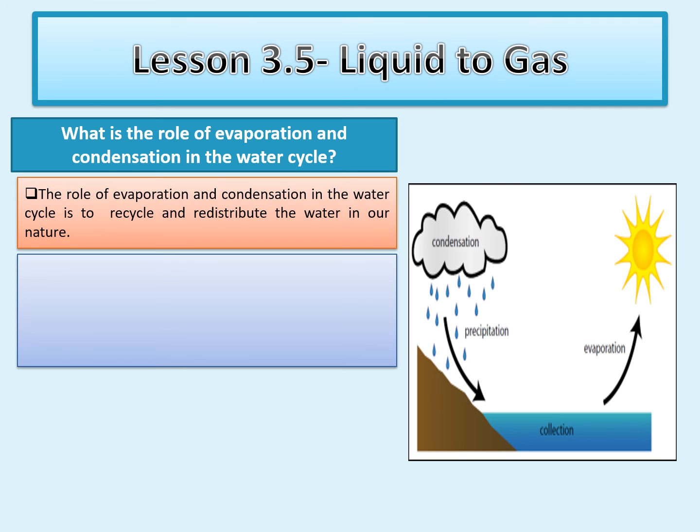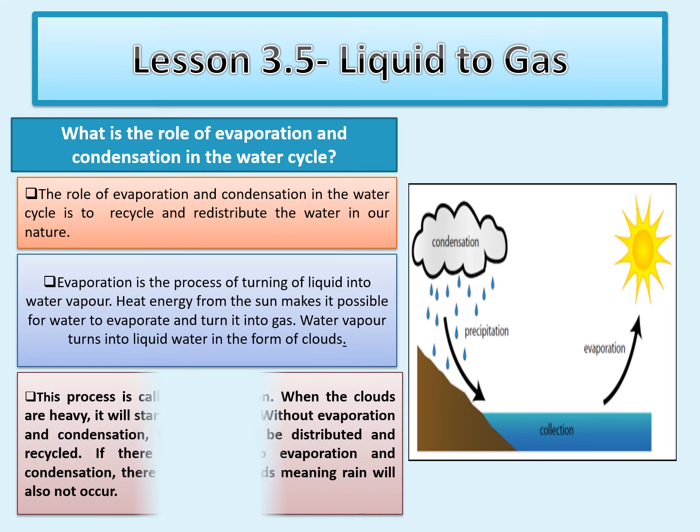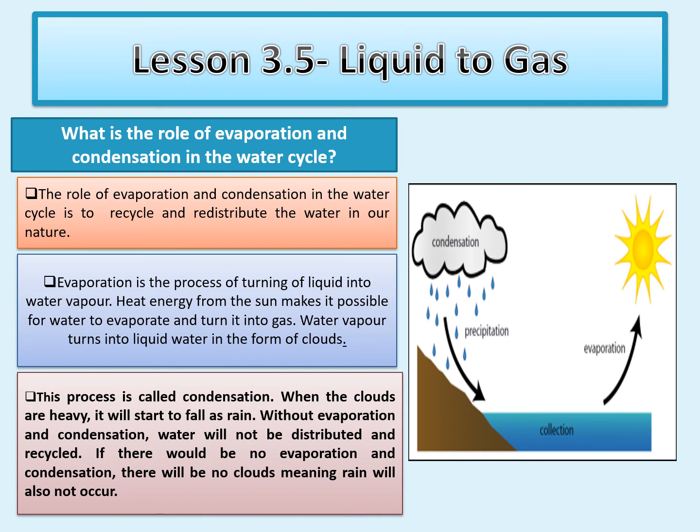So, what is the role of evaporation and condensation in the water cycle? The role of evaporation and condensation in the water cycle is to recycle and redistribute the water in our nature. Evaporation is the process of turning liquid into water vapor. Heat energy from the sun makes it possible for water to evaporate and turns it into gas. Water vapor turns into liquid water in the form of clouds. This process is called condensation.